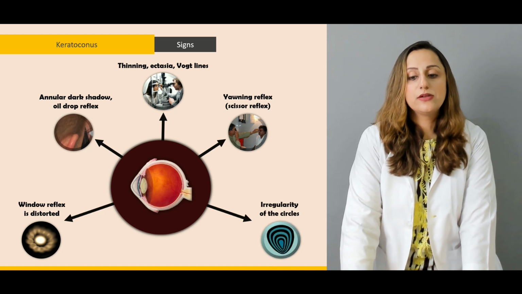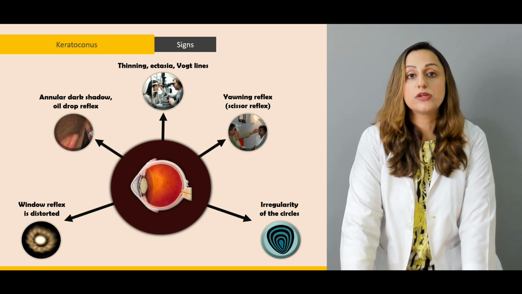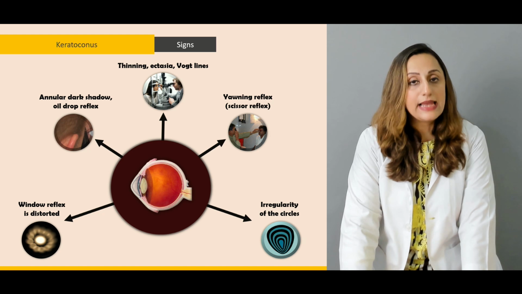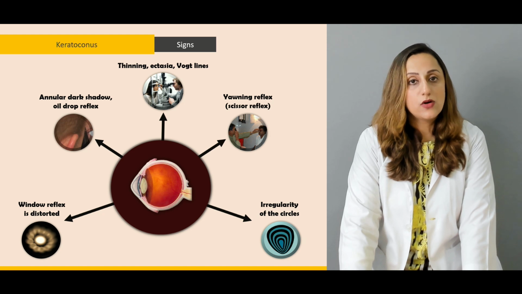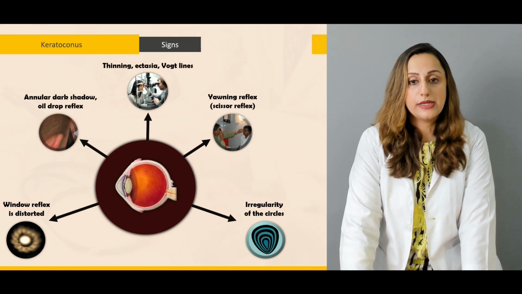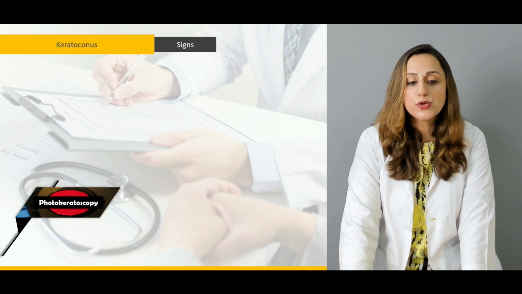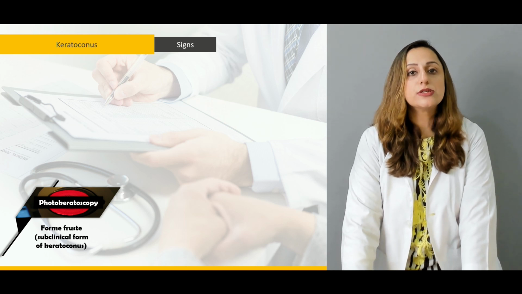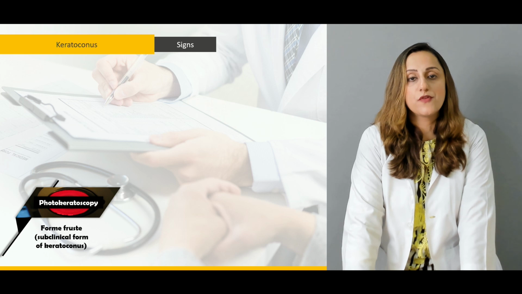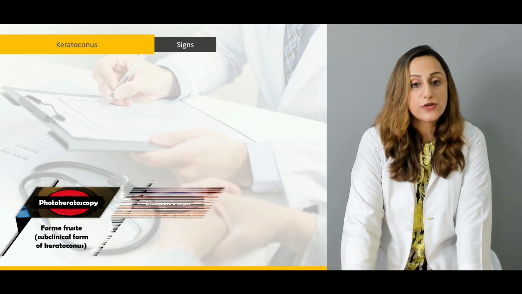Then obviously the irregularity of circles is a feature seen on direct ophthalmoscopy or on slit lamp examination, where you're going to observe different shades of circles on the layer of the cornea or on the epithelium of the cornea. Then what are the photokeratoscopies that can be observed? It's basically a forme fruste, a subclinical form of keratoconus, in which it is in the initial stages of the development of the abnormality in the shape. You regard it as the development of forme fruste.